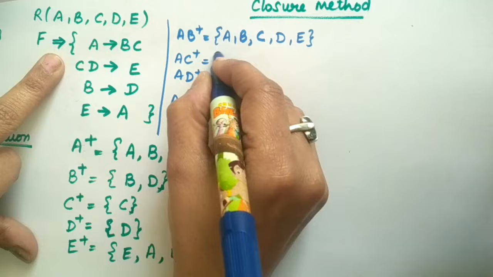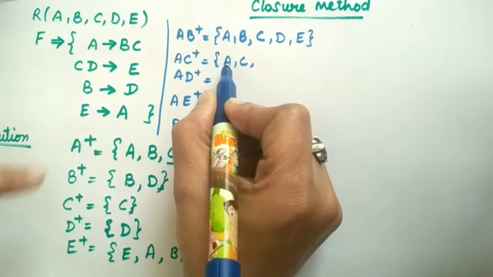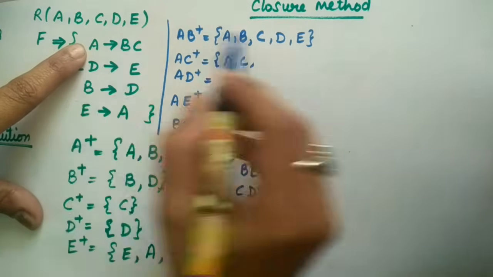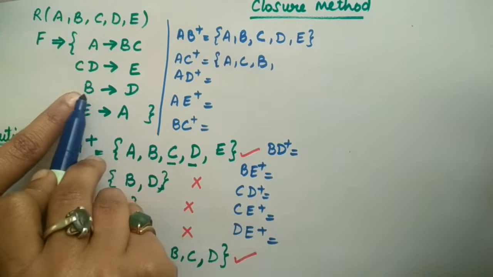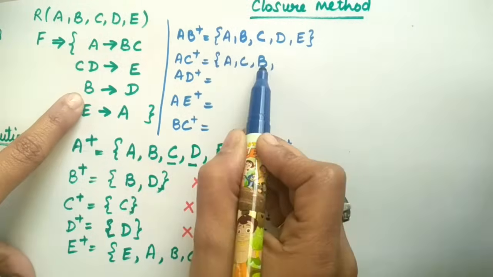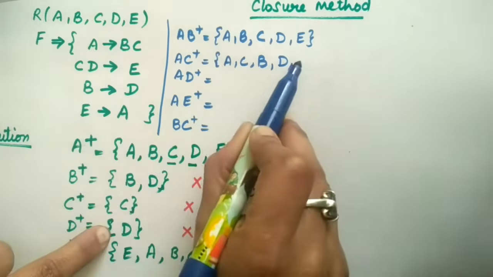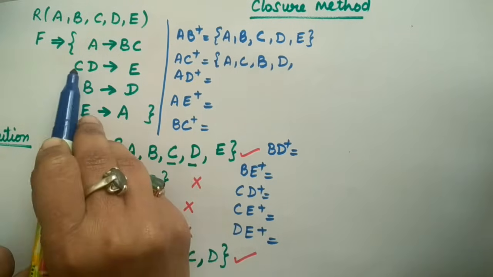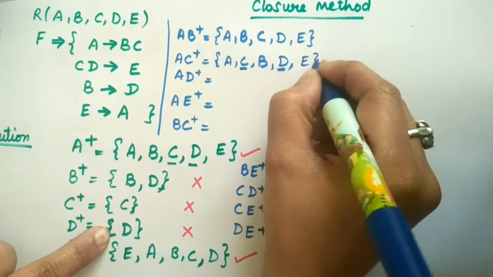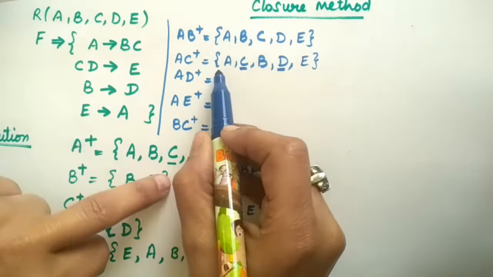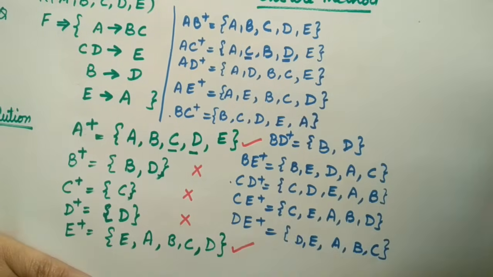Similarly, the closure of AC, I can reach A, C itself. Then from A I can reach BC. So I will write B, C is already written. Now in the next FD, from B I can reach D, and I have B with me. So I can write D here. Now reaching E is left. To reach E, I need C and D, and I have both the attributes, so I can reach E also. Thus, it also covers all the attributes. These are the closure sets with the combination of two attributes.